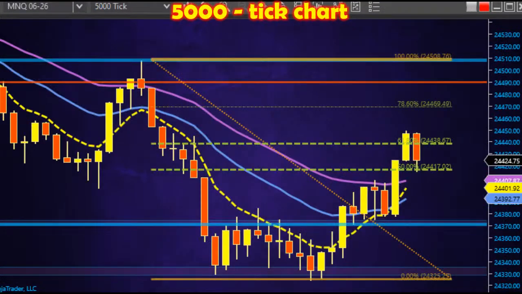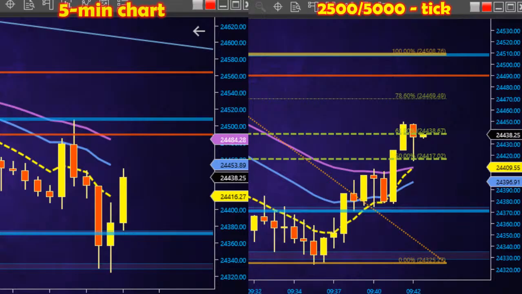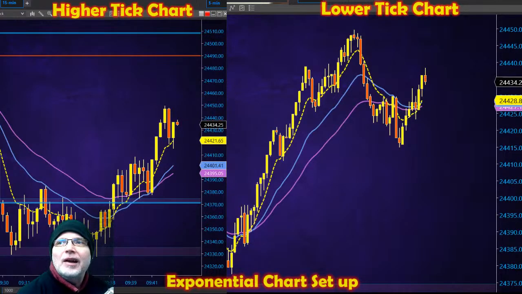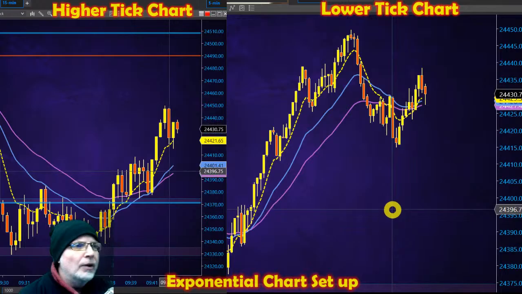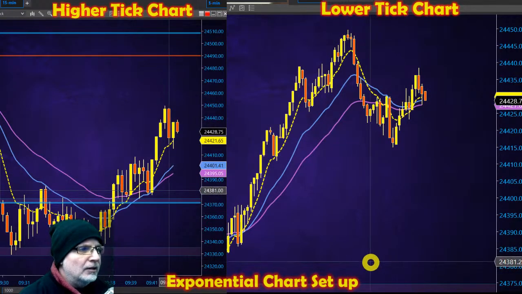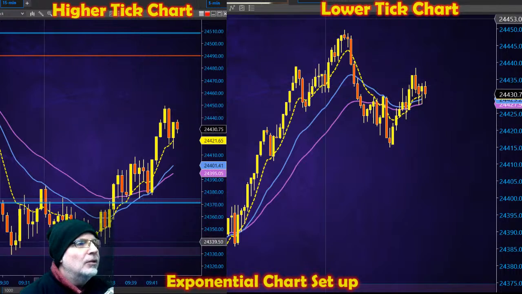The 5,000 has, but that's why I put these two together, 5,000 and 5, because if they both start changing, then I'm very confident that the direction is changing. But right now, the higher tick chart and the lower tick chart are exponentially agreeing. So there might be a 1-to-1 trade. There might be, but I just don't know if I want to take it.